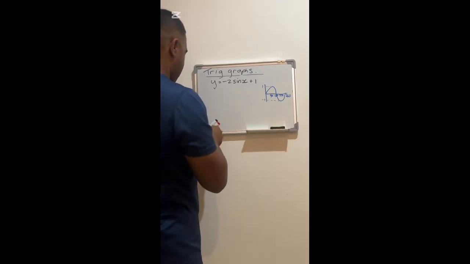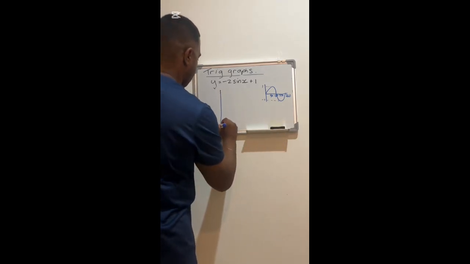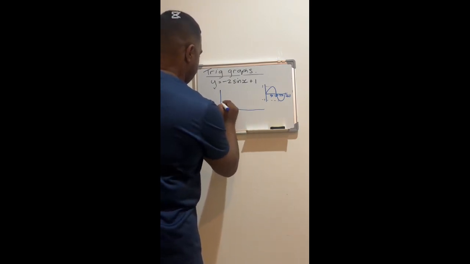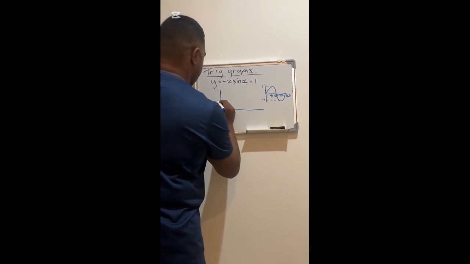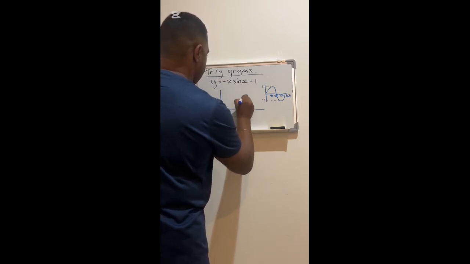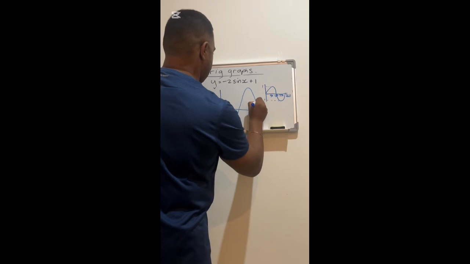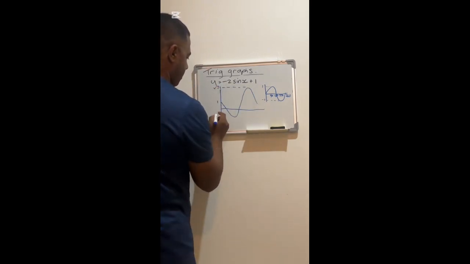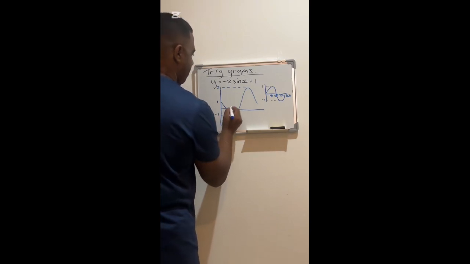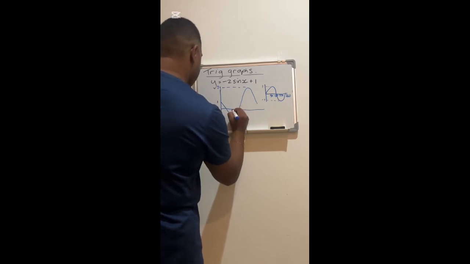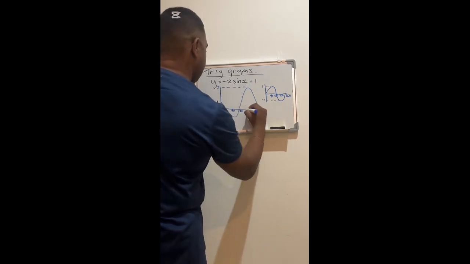The final answer. So your graph will go like this. It was at 0, so we're going to start at 1. So then that will be 3, it goes down, at 1, and so on.